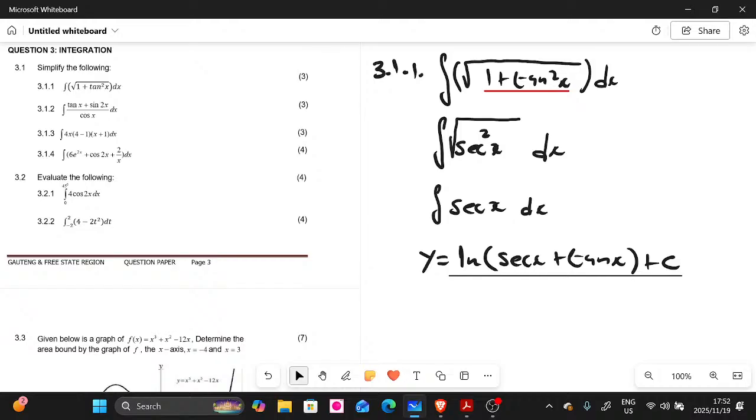Okay, now let's do number 3.1.2. Okay, now let me zoom it. Let me first erase here first.